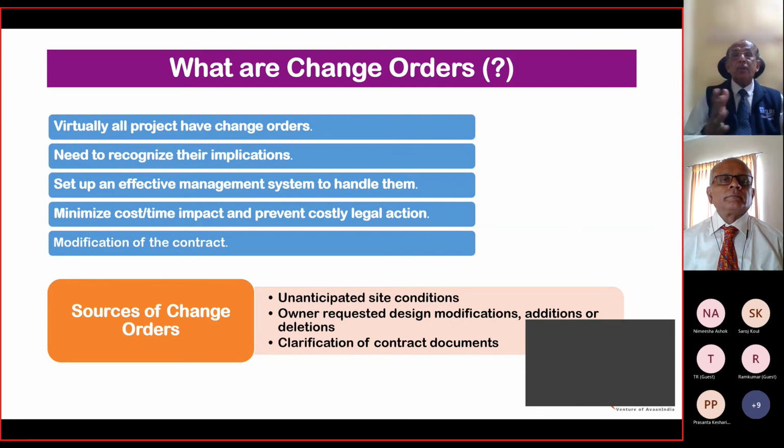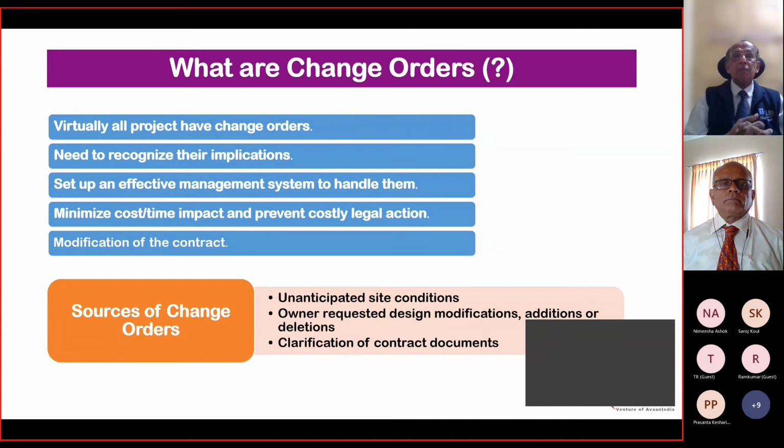Now, when you say set up an effective management team, these are people who should have sufficient knowledge: technical, contractual, academic, as well as legal. They should have sufficient knowledge to scrutinize and understand whether what they are asking for is a real change or a fictitious one. So the cause and effect should be studied and then assessed properly.